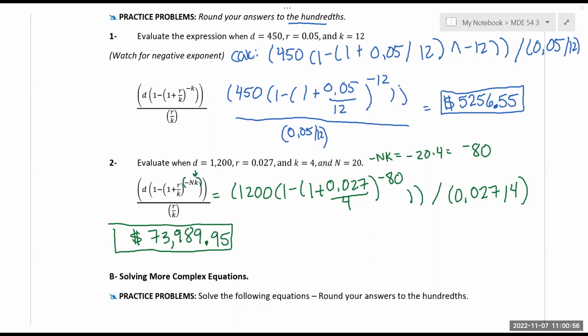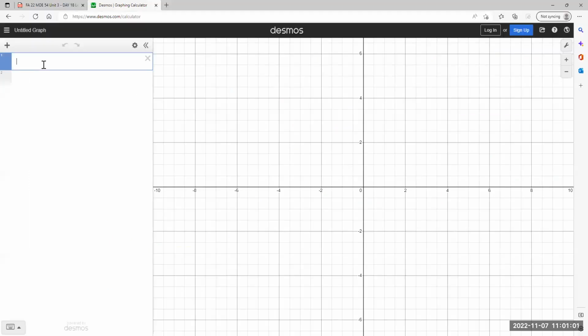So next I'm going to show that problem in Desmos. Desmos is just desmos.com. It's a free calculator. I clicked the graphing calculator one, and I'm going to type what I was seeing there. So 1200, 1 minus 1 plus, and again, I'm typing what I saw, 0.027 divided by 4. Now, when I'm there, I have to arrow over, or it stays on the bottom of the fraction, to the negative 80.